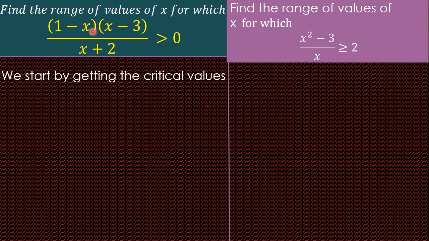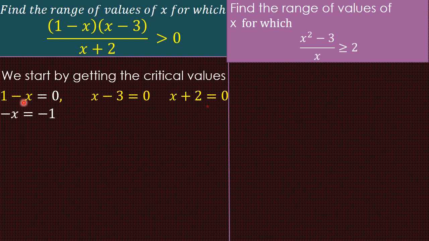So we take 1 minus x and put that to 0, take x minus 3, put that to 0, take x plus 2, put that to 0. In essence, we have 1 minus x equal to 0, x minus 3 equal to 0, x plus 2 equal to 0. If we solve this, we take 1 to the right hand side. We have negative x equals negative 1. Dividing by negative 1, we have x to be 1.